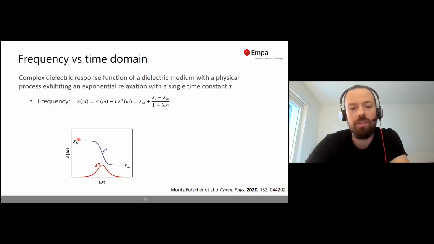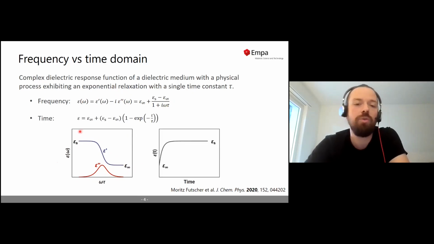At the low frequencies, one clearly measures this contribution, whatever this contribution is. And at the high frequencies, one cannot measure it because it is too fast for the measurement technique. So we would expect something like this for any process with a certain time constant.